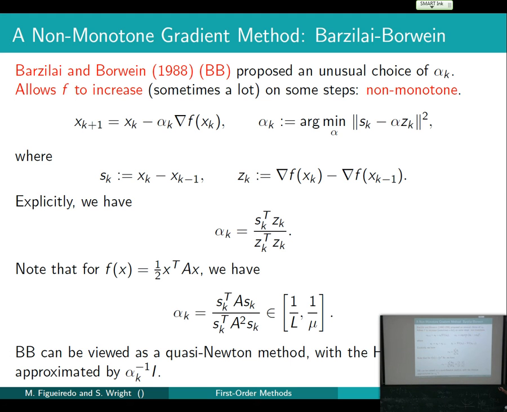Okay, and because this is such a simple one-parameter problem, you can solve it explicitly, and that's the step length they use. So this mimics Newton's method, where I've replaced the Hessian inverse with alpha k. That's it. Okay? Alpha k times the identity. So it mimics Newton's method where you replace the Hessian by this very elementary one-parameter approximation.